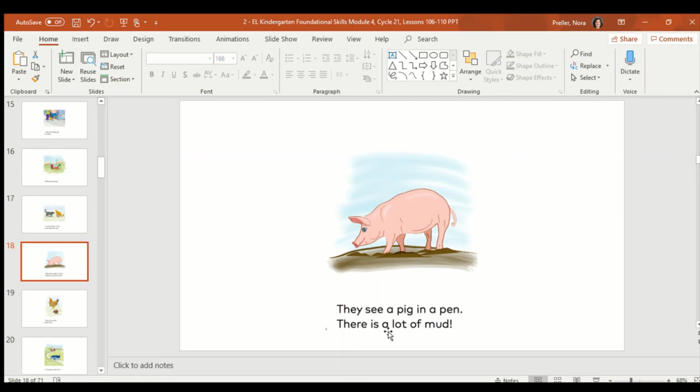There is a lot of mud. I knew this word was mud because I saw mud in the picture and I saw the beginning sound mm. You try reading that sentence.